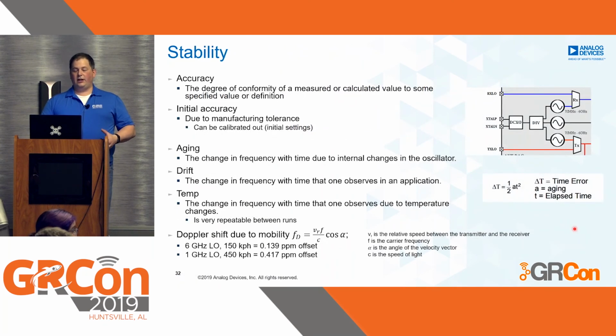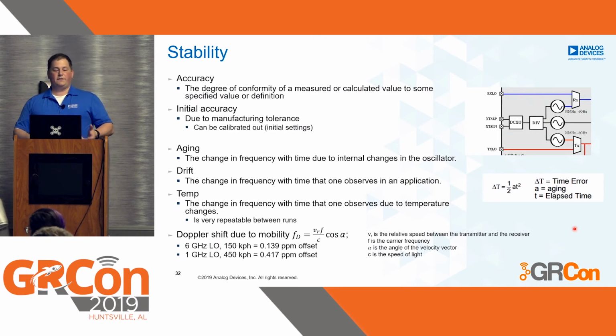The other clock thing is stability, and there are 2 aspects to that. One of them was accuracy, which we just talked about. Then there's the drift pieces, like the aging, the drift, the temperature. But then there's also movement, like Doppler shift due to mobility. At 6 gigahertz, at 150 kilometers an hour, you end up with a 0.13 ppm offset just from driving.